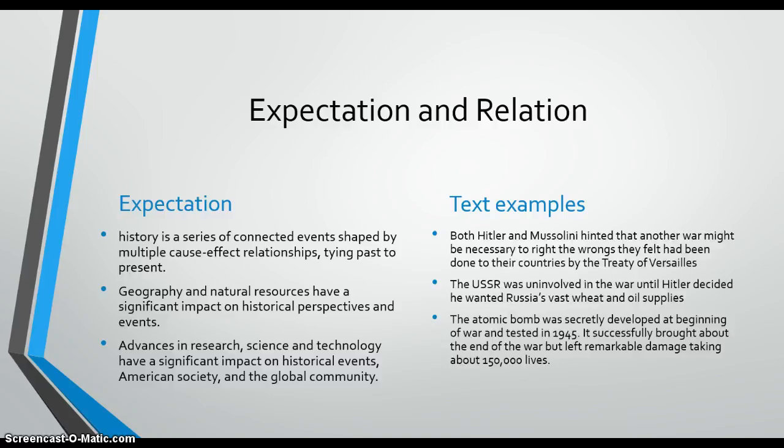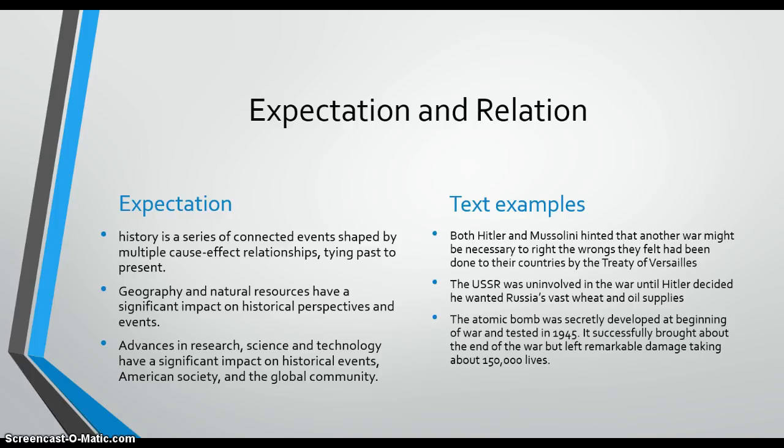Another thing that they want their students to understand in the Kentucky Core is geography and natural resources, how they have a significant impact on historical perspectives and events. And we see in the text that the USSR was uninvolved in the war and was trying to avoid it, and then Hitler decided that he wanted their oil supplies and their vast wheat, and so he just forced his way into Russia and drew them in.